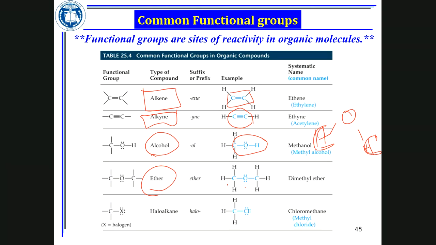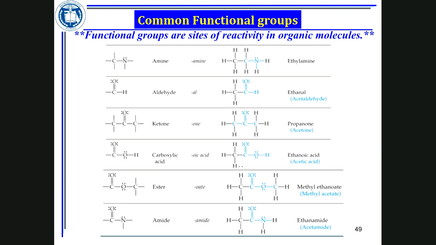Haloalkane or alkyl halide has the functional group of a halogen attached to it. And these are some of the examples. At this point, you don't need to know the names for these compounds. For chapter 2, you will start learning about the names in chapter 3. Amine functional group, if you have a CN single bond. Aldehyde functional group is going to be a CO double bond attached to carbon on one side and hydrogen on the other side. Ketone, CO double bond attached to two carbons.